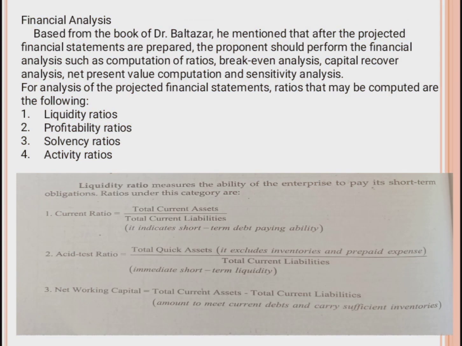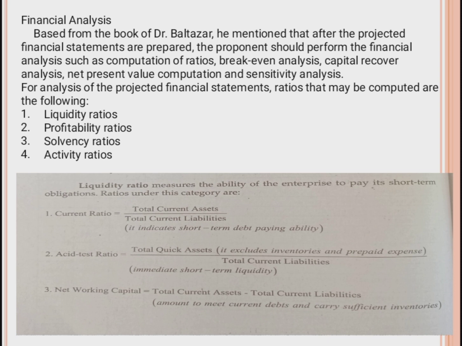Next, financial analysis. Based on the book of Dr. Baltazar, he mentioned that after the projected financial statements are prepared, the proponent should perform the financial analysis, such as computation of ratios, break-even analysis, capital recovery analysis, net present value computation, and sensitivity analysis. For analysis of the projected financial statements, the ratios that may be computed are the following. Number 1, liquidity ratios. Number 2, profitability ratios. Number 3, solvency ratios. Number 4, activity ratios.